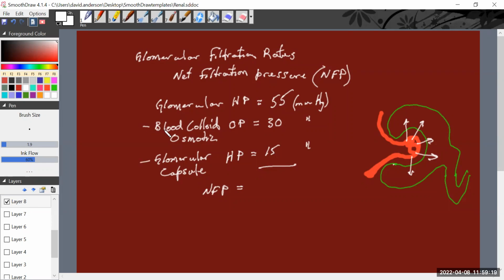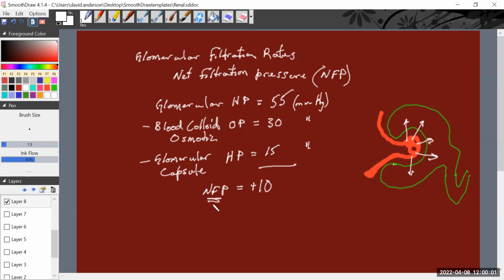So that's going to give us a net filtration pressure of what? We're working against the osmotic pressure and against the hydrostatic pressure that's in the glomerular capsule. So what's our net filtration pressure going to be? Would it be like subtracting the numbers? Well, that's what these little dashes mean, right? So that's 10? Yes, 10. And if it's a plus 10, we're getting filtration.